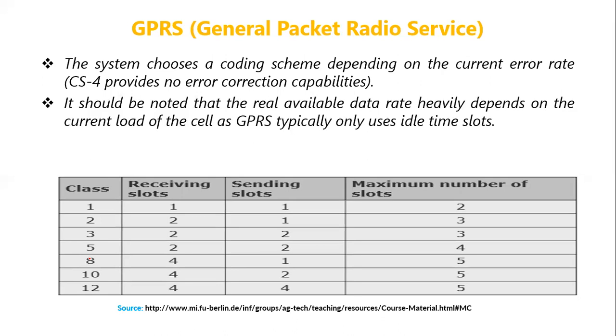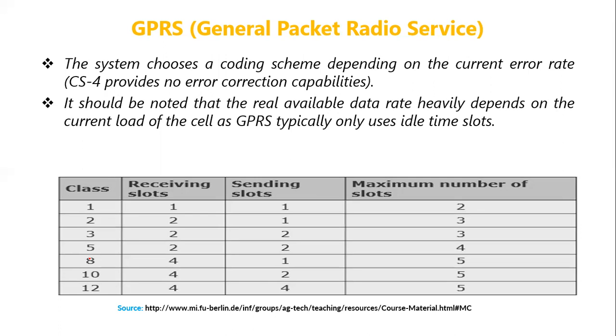Another important thing is the real available data rate heavily depends on the current load of the cell, as GPRS uses only idle time slots. GPRS uses only idle time slots, so it depends on the current load of the cell. That is, there is no separate allocation of slots for GPRS, so it uses only the current idle slots. So the load on the system may also influence the data rate.